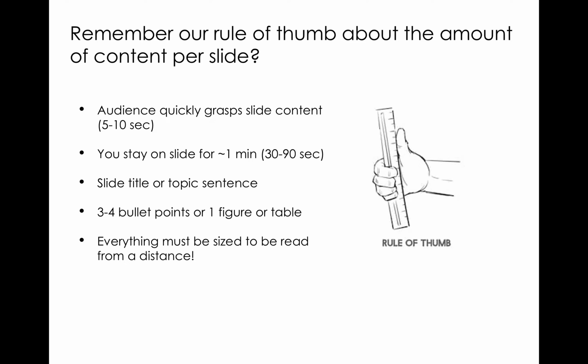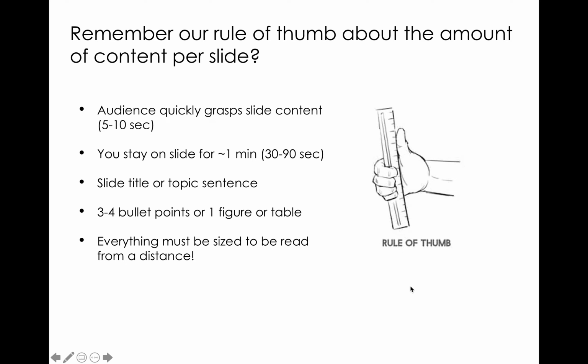No matter how compelling a lecturer you are, the audience is going to pause and look at what's on your screen for that amount of time. So it behooves you to design your slides so that the audience can grasp the information in 5 to 10 seconds, and then pay attention to you as you provide additional information. You yourself are going to stay on that slide for about a minute. So I expect to change over in about 15 seconds here. So 30 to 90 seconds per slide is the range, 1 minute only. You've got a title or a topic sentence, and then you want 3 to 4 bullet points or 1 figure or table. That's about what you're looking for.